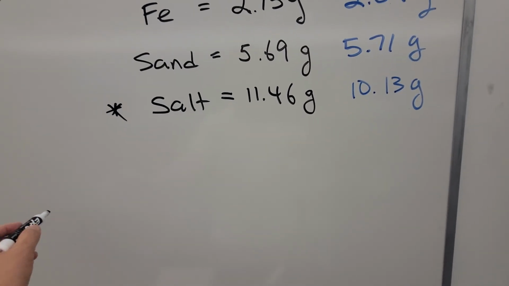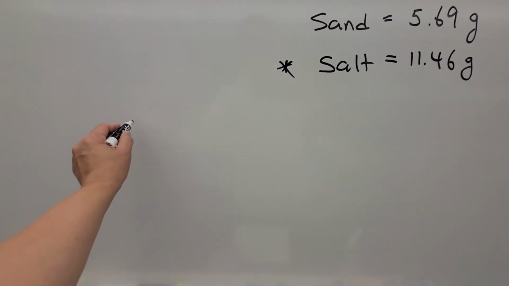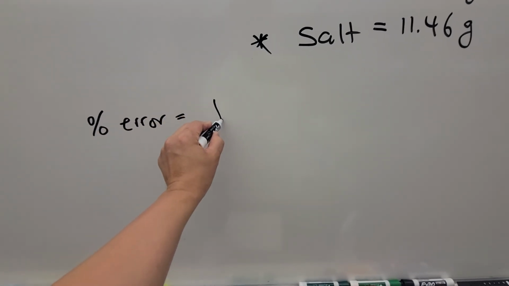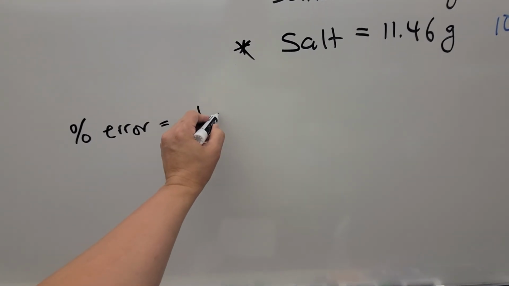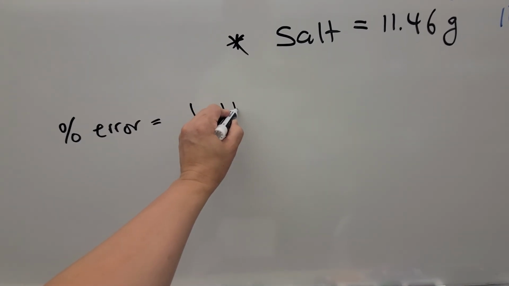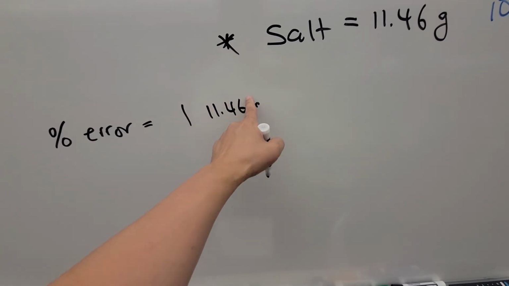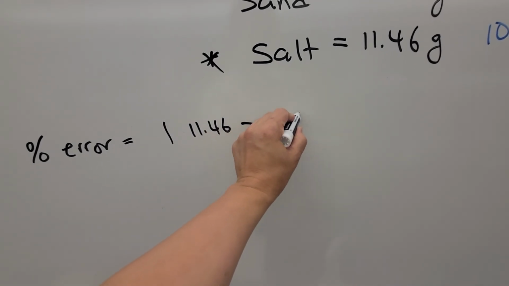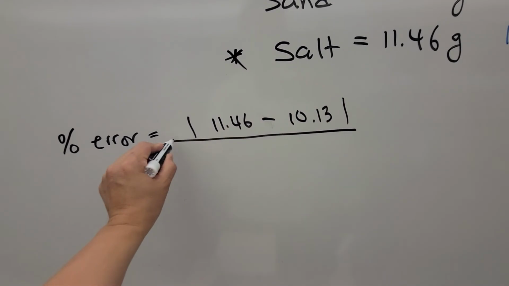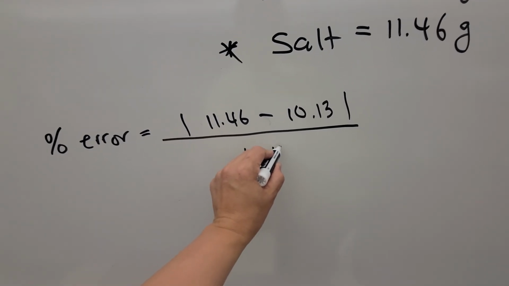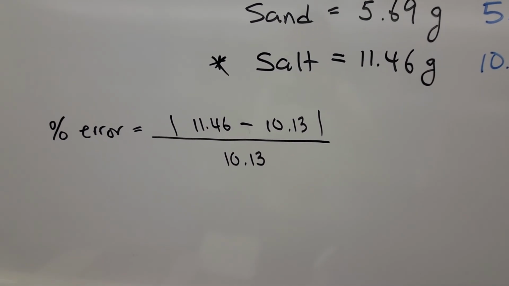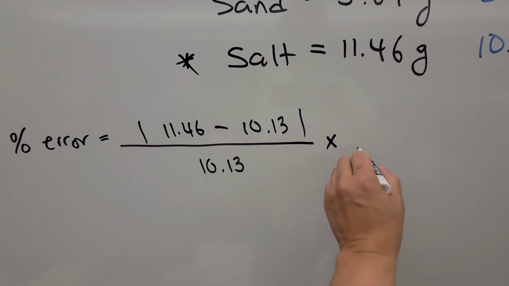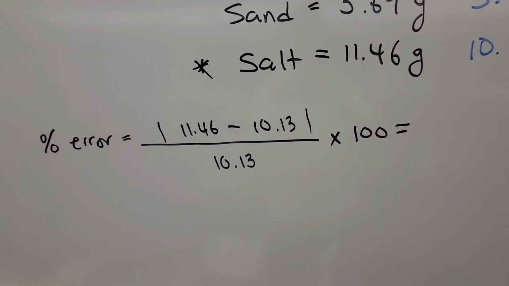So the percent error goes as the absolute value of the experimental value, which is 11.46 grams, I'll leave the units out for now, minus the actual amount, which is 10.13, over the accepted value, which is the true value, 10.13 grams of salt, what was added by my TA, and multiply that by 100.